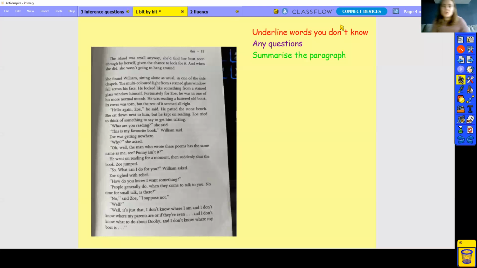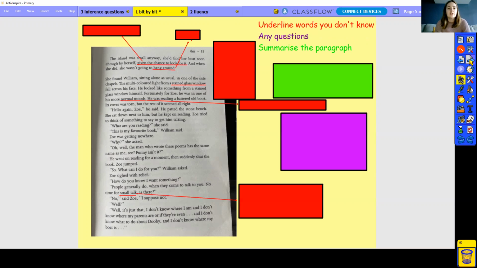Okay then, if you've finished with that, we're going to move on now and I will show you the one that I've done. This one on the next page is the one that I've made. So we'll read it through. The island was small anyway. She'd find her boat soon enough, given the chance to look for it. Now I underlined given the chance to look for it. I wondered if you knew what that means. If you're given the chance, it means if she's got time, if she's got the opportunity to look for it. What she's saying in this little section is that the island is not that big. It's only a small island and there's only so many places her boat could be hidden. So if she gets a chance to look for it, she will definitely find her boat.